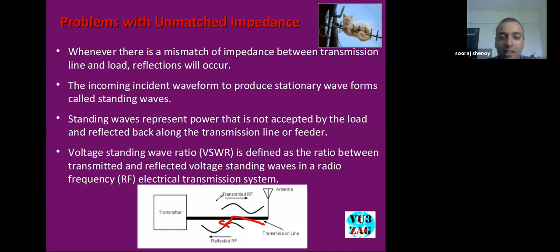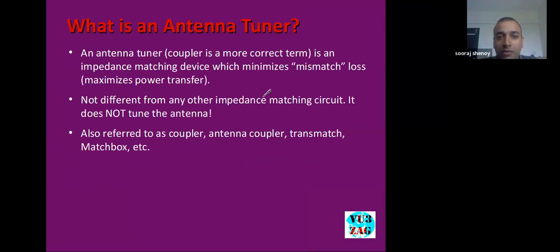So to measure the standing waves, we have introduced a term VSWR, the voltage standing wave ratio. It defines the ratio between the transmitted and reflected voltage of the standing waves. This term is very popular, and we all refer to it whenever we work on radios. Before transmitting, we definitely check this VSWR. Now, these are all the issues.